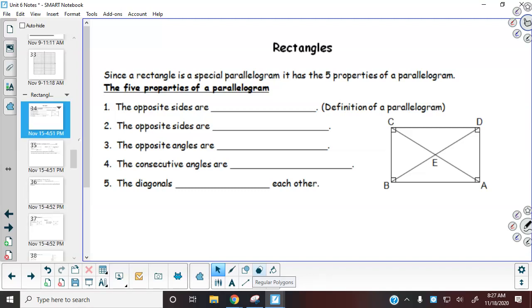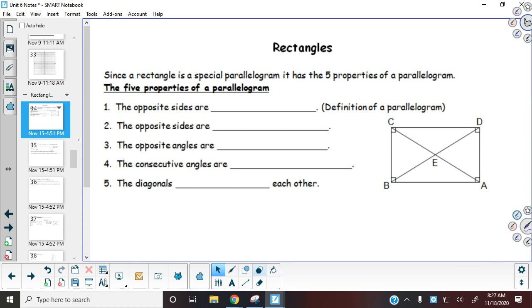So what we are looking at today is the rectangle. One of the things that you have to consider is that a rectangle is a special type of parallelogram. So the properties of the parallelogram will still apply to the rectangle. So what I'm going to do is just pause the video for just a second, let you try to fill in the first 5 properties just from memory.